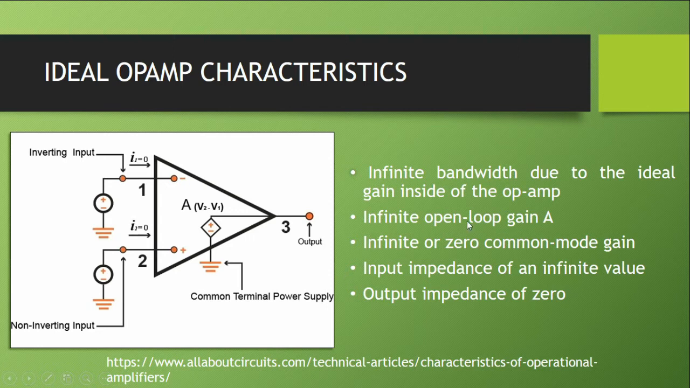Then it has infinite open loop gain A. The ideal is that it has infinite open loop gain. It says open loop because in reality we have a limited gain of the op-amp when we connect the output to the input. There's some sort of feedback between the output and the input of the op-amp.